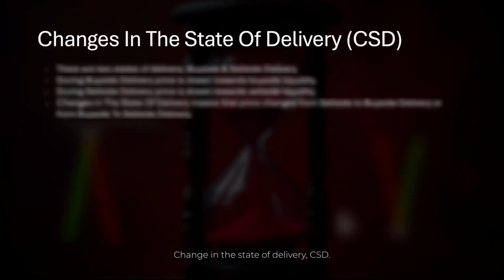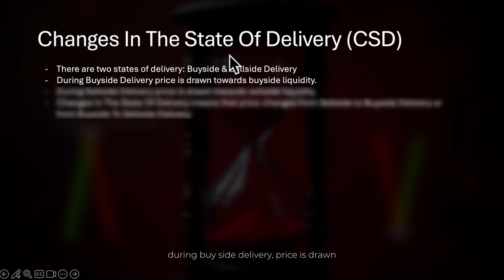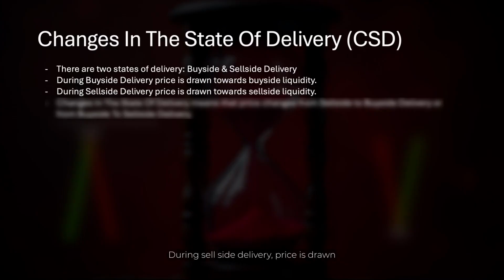Change in the state of delivery, CSD. When it comes to CSD, there are two states of delivery. First of all, there's buy side and there's sell side delivery. This is important to understand because during buy side delivery, price is drawn towards buy side liquidity, which is resting above old highs. That's why it's called buy side delivery. During sell side delivery, price is drawn towards sell side liquidity. This sell side liquidity is resting below old lows.